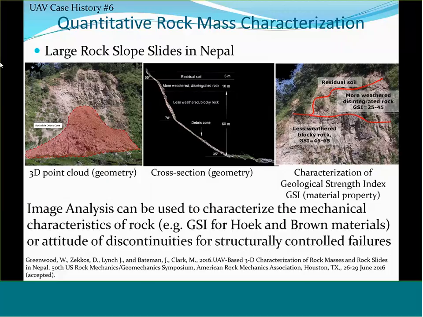Of course, if you have structurally controlled failures, which happens in many rock masses, then you can measure the attitudes of the discontinuities and collect that data too. Notice that this is a 70-meter high rock slide, and we were sitting at the toe of that. From the ground, we could never have seen anything on the backscarp of this landslide. We were practically looking only at the debris cone, and with the drone we were able to get close to it and see the rock mass and characterize it.